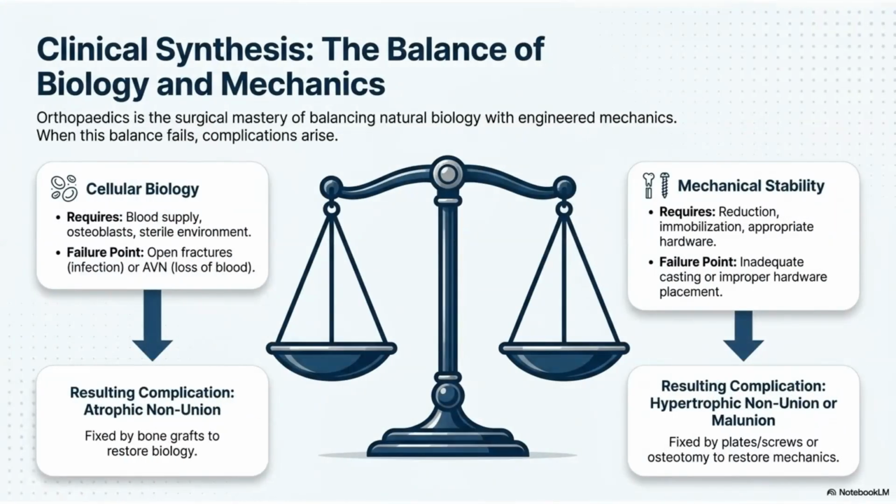Orthopedics balances cellular biology, requiring blood supply and osteoblasts, with mechanical stability, requiring reduction and appropriate hardware. Failure in biology leads to atrophic non-union, while failure in mechanics leads to hypertrophic non-union or malunion.